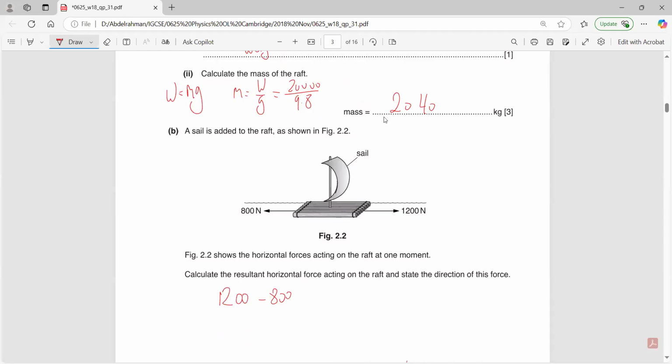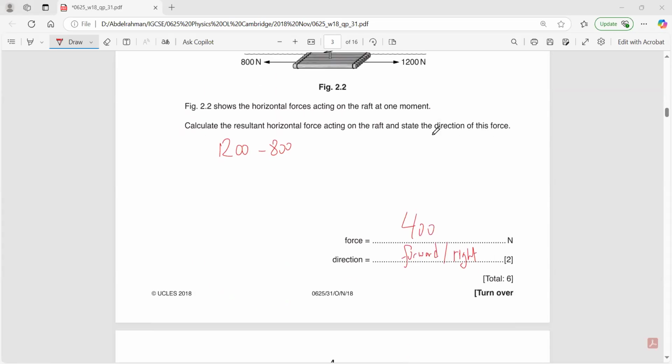Weight equals mg. So mass equals weight over g. You just divide the weight by g. So 20,000 divided by 9.8 is 2,040. Yes, okay, good. Moving on to the next question.